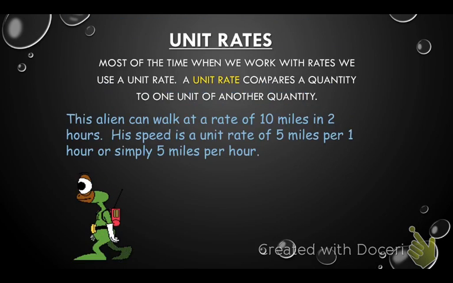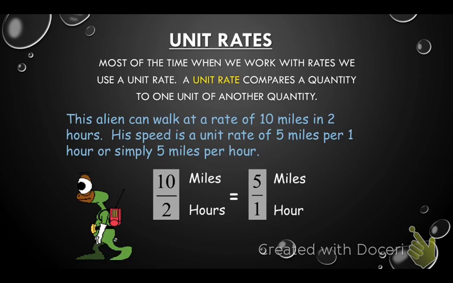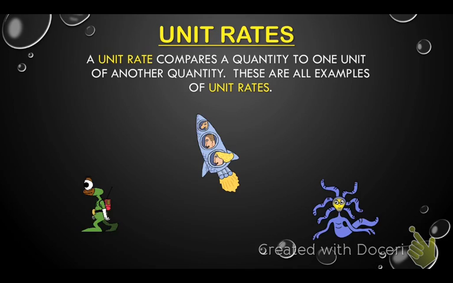Okay, and our little buddy alien there. For example, this alien can walk at a rate of 10 miles in 2 hours. His speed is a unit rate of 5 miles per 1 hour, or simply 5 miles per hour. So what we did is we took that 10 miles in 2 hours and we changed it into a unit rate. We solved to figure out how much he could go in 1 hour. So 10 miles in 2 hours equals 5 miles per 1 hour.